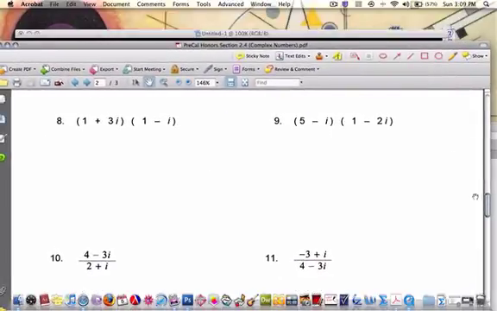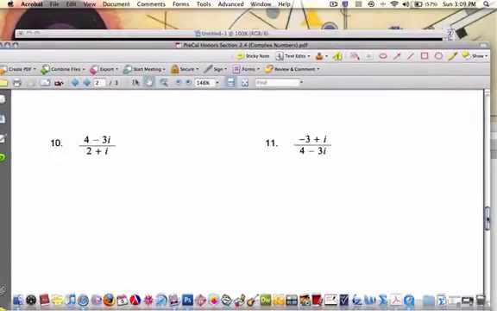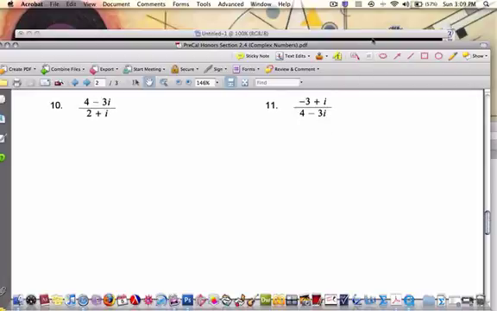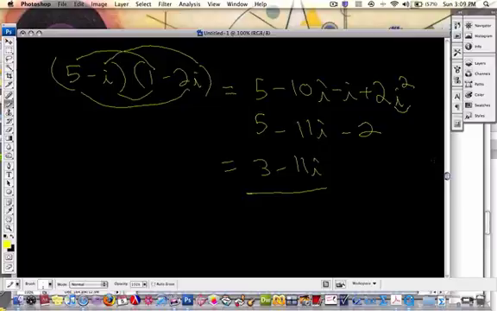Let's look at number 11. We're going to skip 10 because it works the same way as 11. Negative 3 plus i over 4 minus 3i. Now remember, we want to actually write this in standard form, a plus bi. Right now, it's a complex number divided by another complex number.